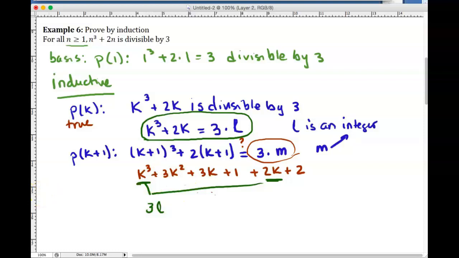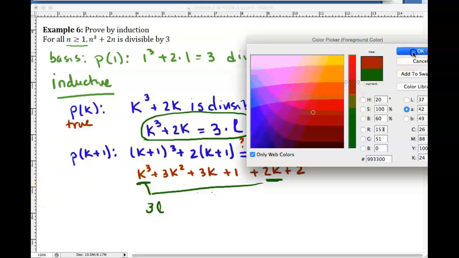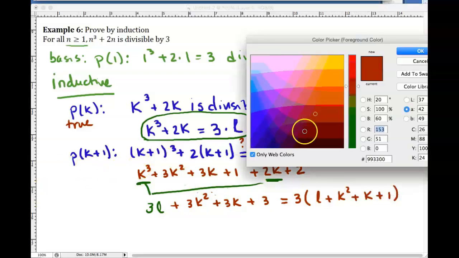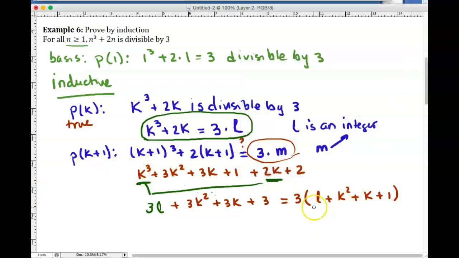Now let's write what's left over. What's left over is the 3k squared and the 3k, and the 1 and the 2 is 3. Again, our goal is to show that this expression is divisible by 3. You can already see that that's turning out to be that way, because everything has a factor of 3. I'm going to factor it out. I get 3 times L plus k squared plus k plus 1. Now all we have left to do is to convince ourselves that this is an integer.